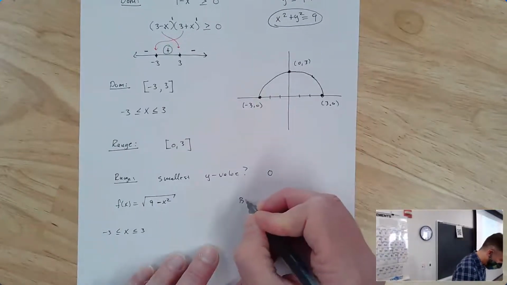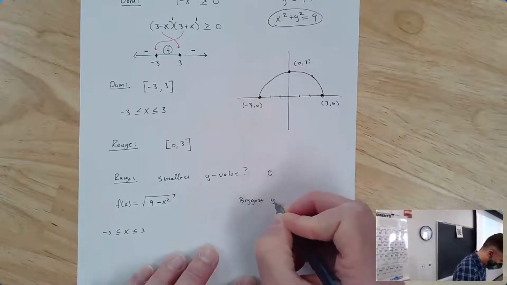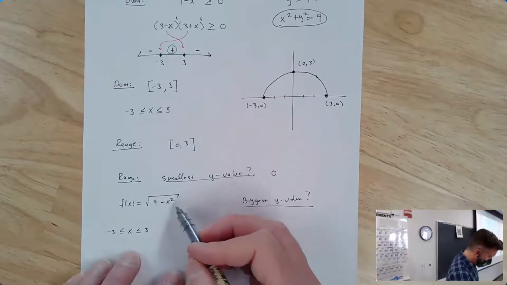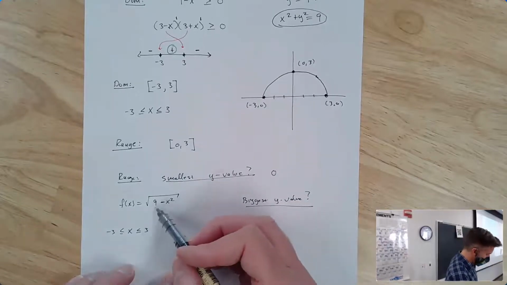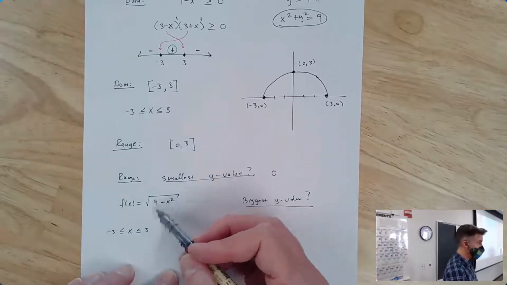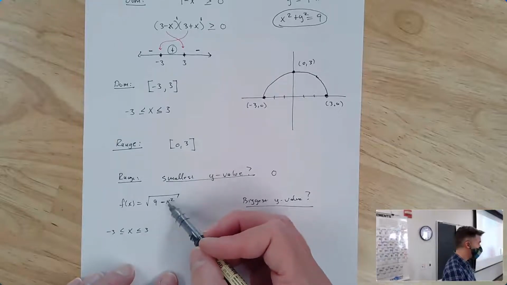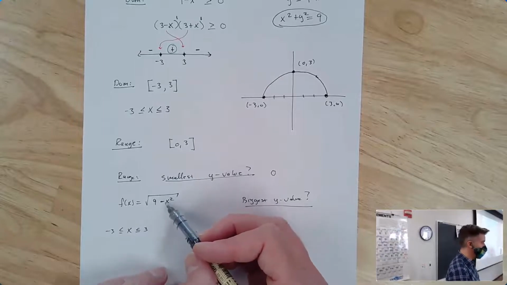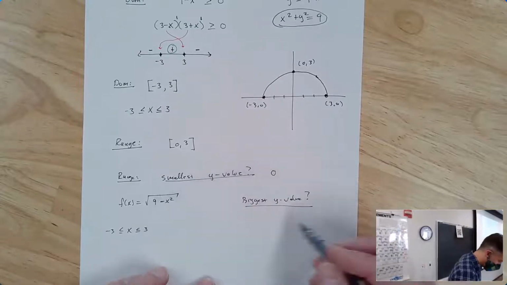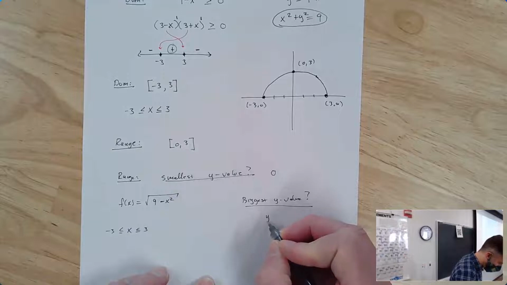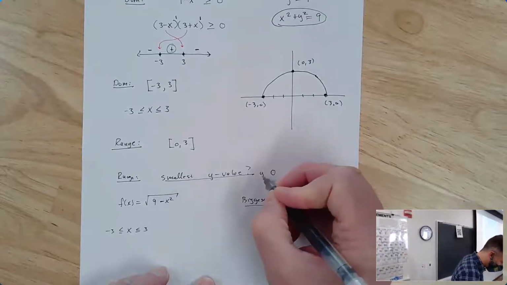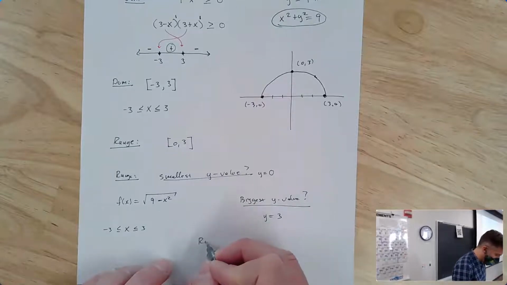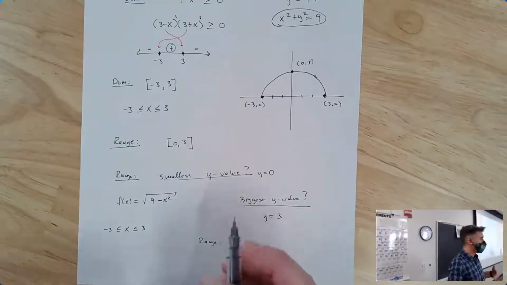What's the biggest y value? Well, I want to make this as big as possible. When you have 9 minus a thing, the way to make that as large as possible is to make the thing you're subtracting as small as possible. So if x is 0, we get 9 minus 0, and the square root of 9 is 3. So the biggest y value is going to be y equal to 3. And we do get everything in between. So our range here. Now I know this is not really like an algorithm, right?